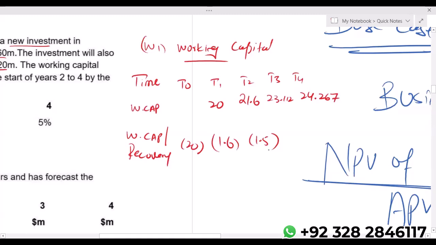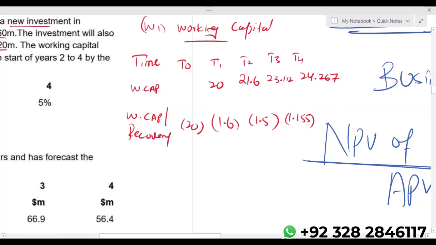Then 24.267 minus 23.112. I'm getting 1.155. And at the end, whatever we have invested, it will be recovered: 24.267. Students, I hope this working capital working is clear to everyone.